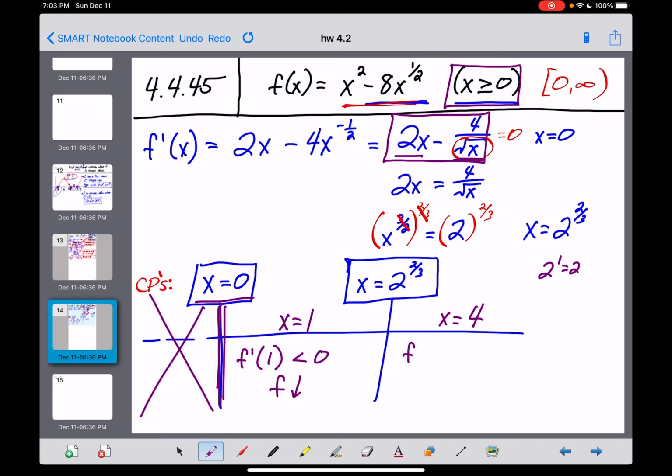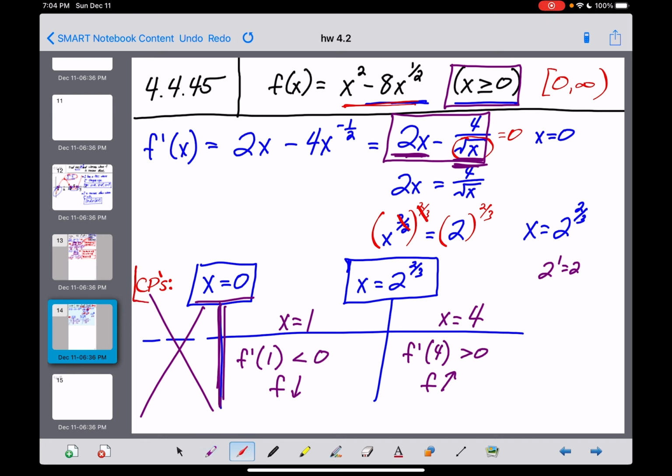But now, let's take our test value here of 4 and put that into the first derivative. 2 times 4 is going to be 8, and on the second term, the square root of 4 is 2, 4 over 2 is 2, and we end up with 8 minus 2. That's going to be positive, and f is going to increase then on that interval right there. Okay, so that's where we ended up with for our first derivative.